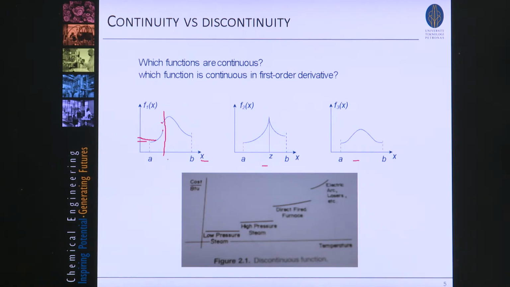This is the discontinuous one. Another example of discontinuity is about steam. We have a cost of steam, so we have low pressure steam, high pressure steam, fired heat, and the electric arc. We have the temperature or pressure in this case. For a certain range of temperature, we have the same cost of low pressure steam, and then when we jump to a higher temperature or higher pressure, the cost also jumps by a certain degree. The same goes for the furnace and the electric arc. So they are not continuous in nature.